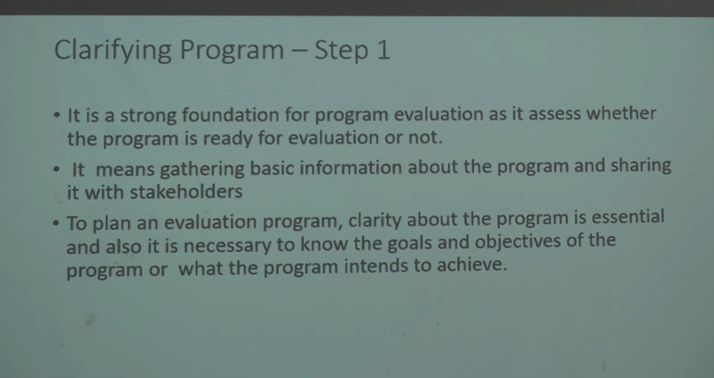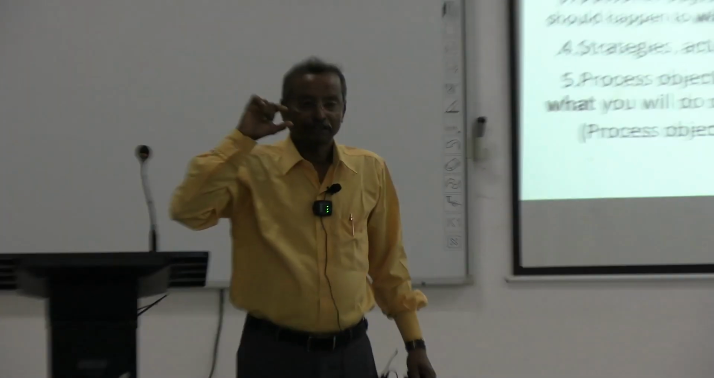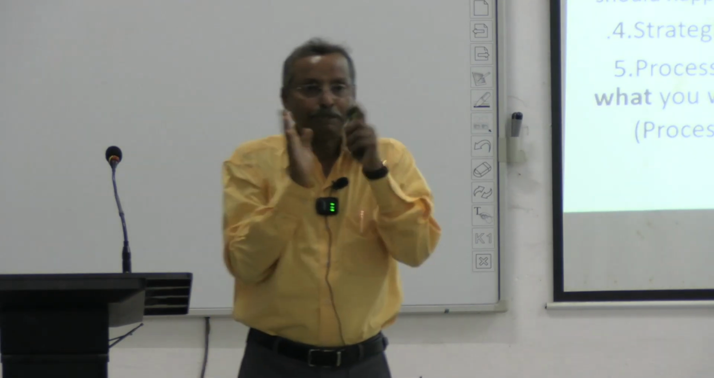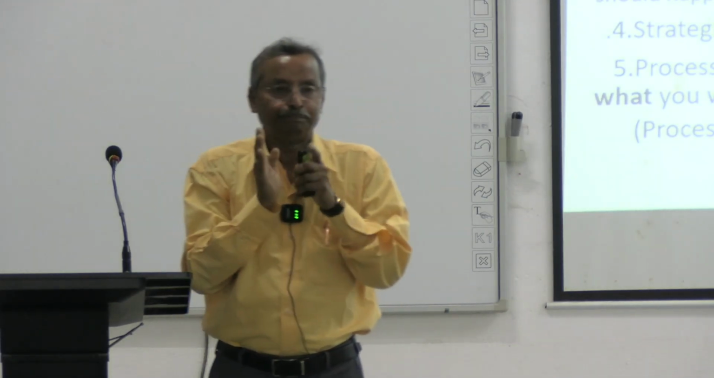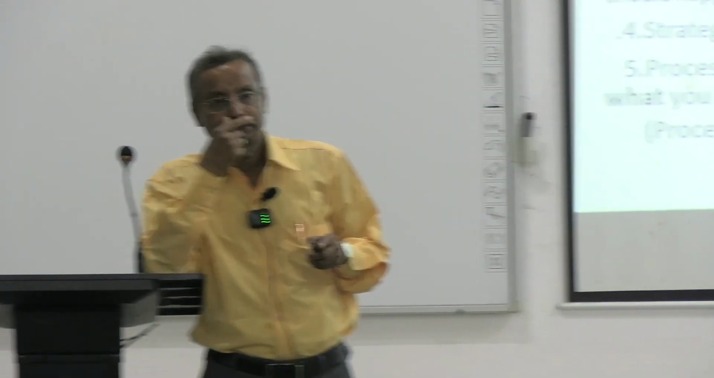How do you know all these things? For clarification of program, we require an executive summary. That means once the program is over, a report has to be submitted, a large report, a big volume, and in a miniature form, we write a summary briefly highlighting everything. That is called the executive summary of the report. That is required to clarify the program, to know about the goal, objective, whatever may be, all these things.